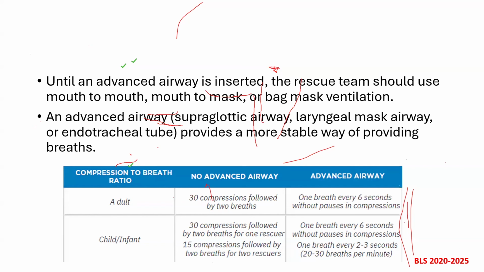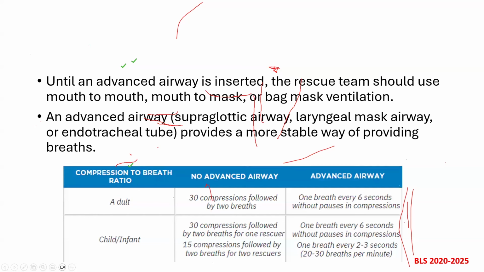The compression to breath ratio. In adults, 30 compressions followed by 2 breaths. When you have an advanced airway, you don't have to stop compressions while you are giving a breath. You can even do it simultaneously, but the breath needs to be given every 6 seconds, with 1 breath every 6 seconds without pauses in compressions. That means 10 breaths per minute.